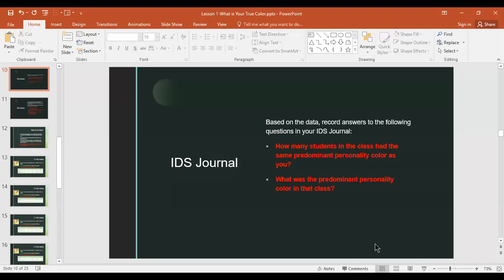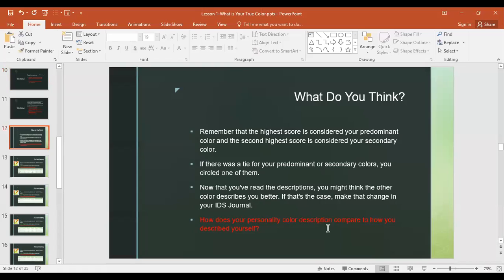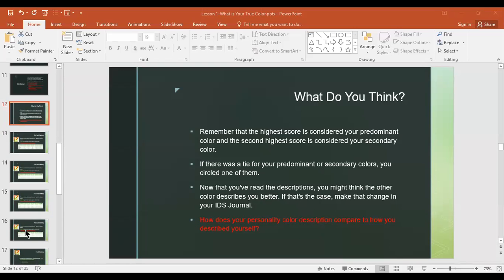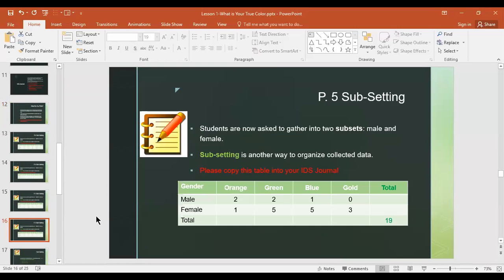Really well done. So this brings us to our next thing, which is going back to our journal. Remember the poll results that I shared with you? In question number 2, I asked you about your biological gender and your predominant color. That was because I wanted to put this information into a two-way frequency table.